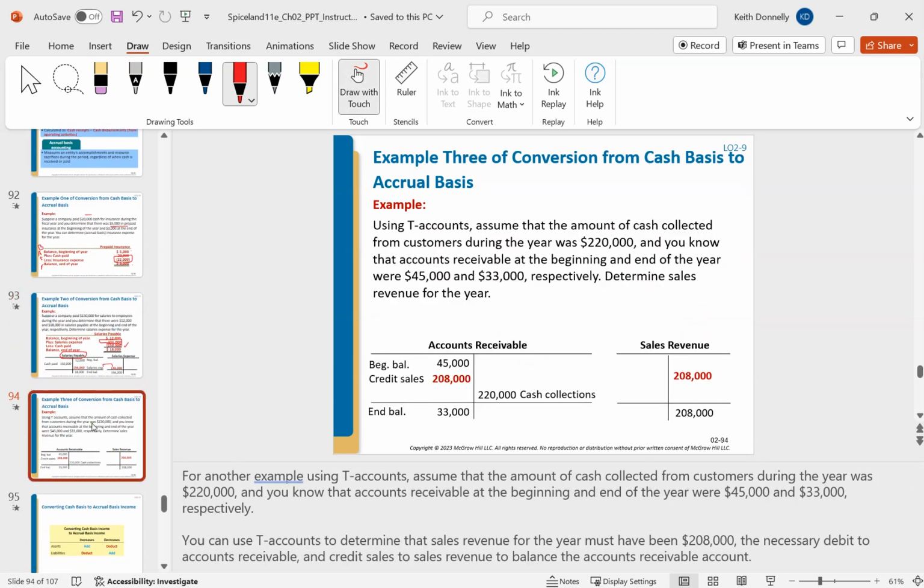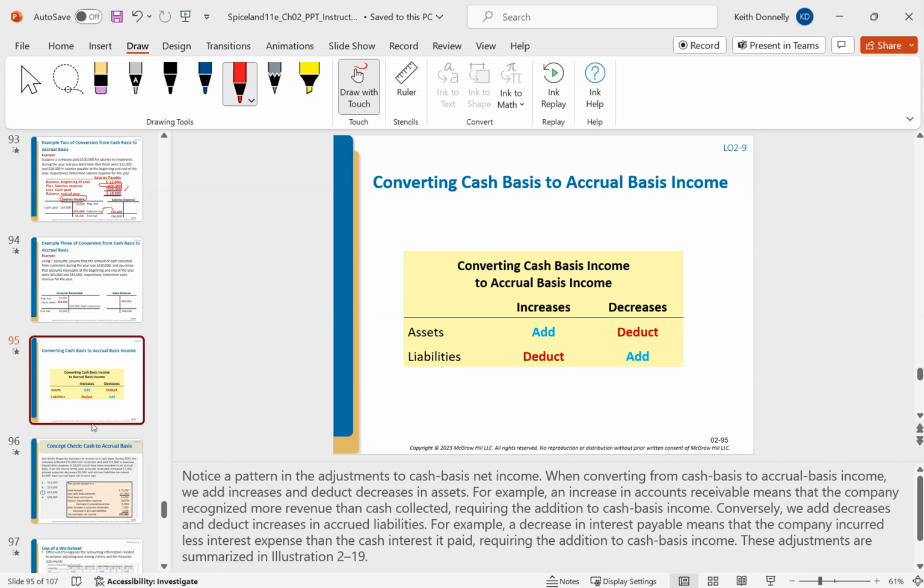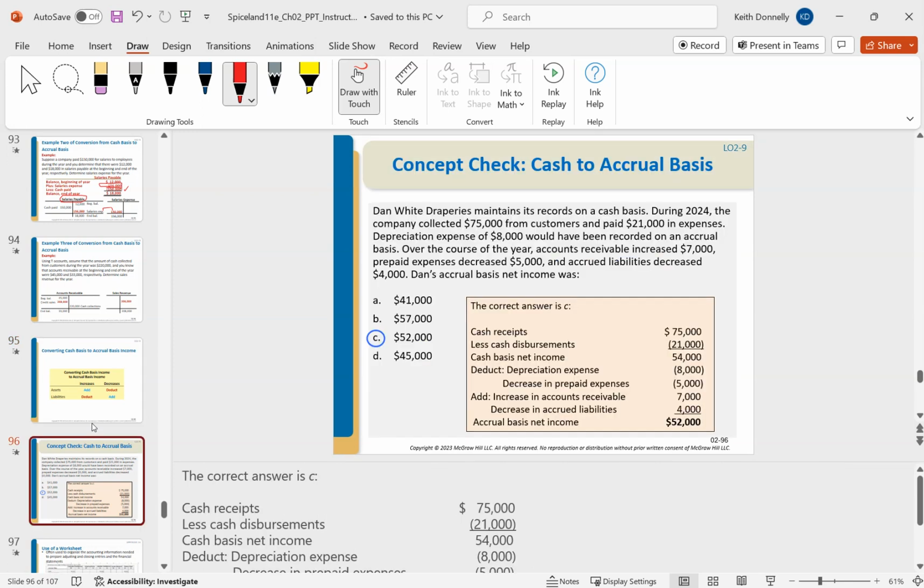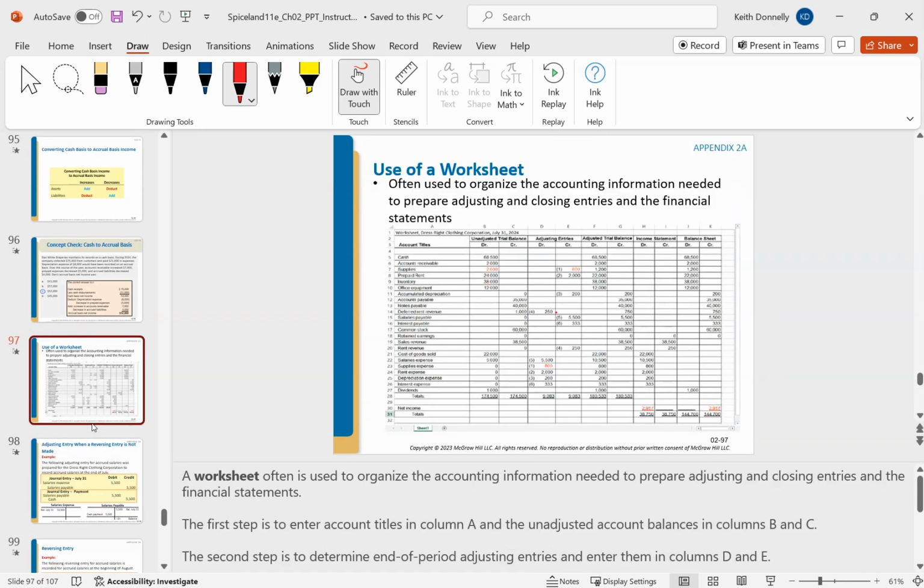Okay. So this is just showing you in T accounts how you would convert from cash basis to accrual, right? For assets, you're going to add increases and deduct decreases. For liabilities, you're going to do the reverse, right? Deduct increases and add decreases. Right, here's an MCQ you can look at.